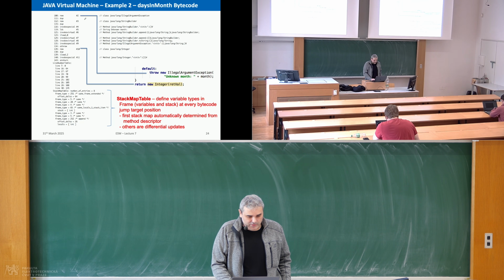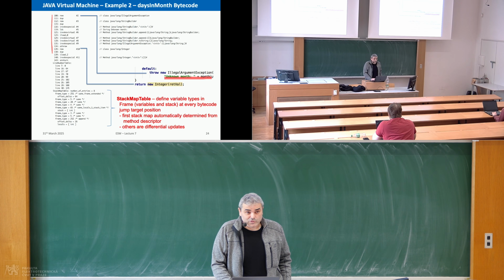This first part is just the representation of the default case, which is outside of the defined months, throwing an IllegalArgumentException, "unknown month", with the input argument. You can see that this code is much longer. Why? Because first you have to construct the string.